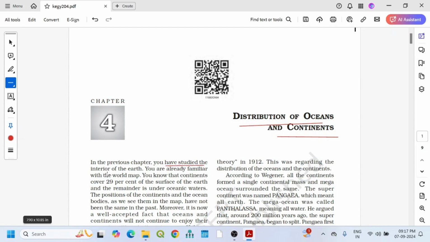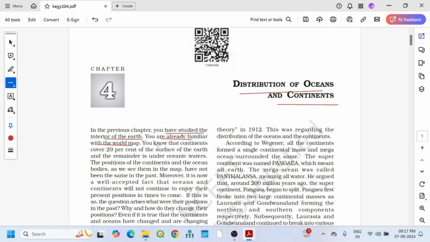We have studied the interior of the Earth in the earlier chapter. We are already familiar with the world. We know that continents cover 29% of the surface of the Earth and the remainder is under oceanic waters. The position of continents and ocean bodies as we see them on the map has not been the same in the past. Moreover, it is now a well accepted fact that oceans and continents will not continue to enjoy their present position in times to come.